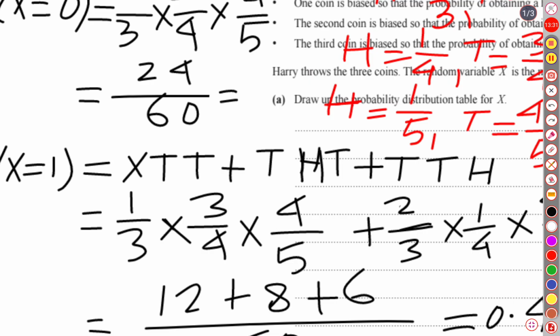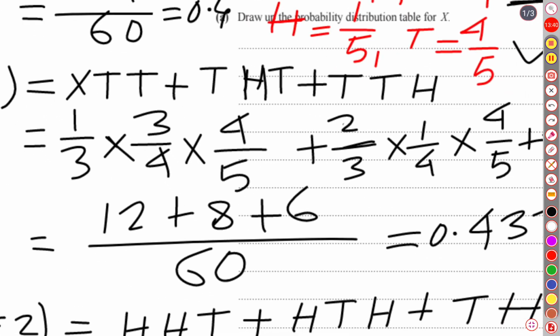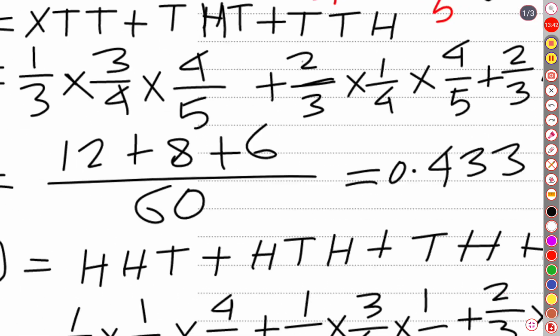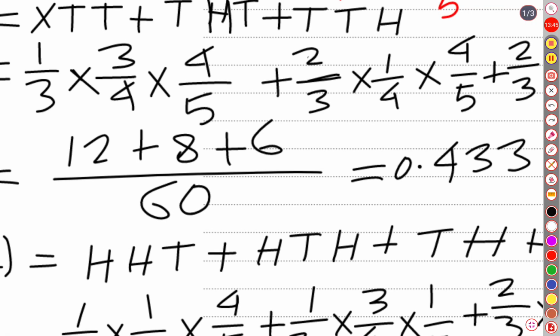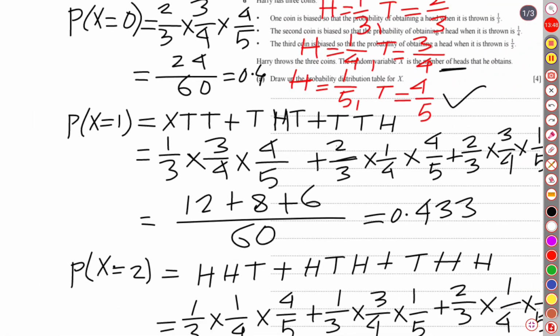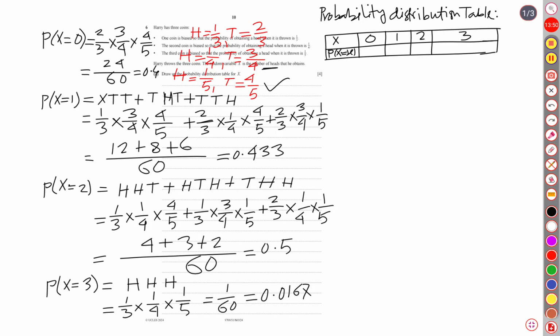This is 0.4. And if we divide this 26 by 60, it is 0.43. Let us just encircle them. This first probability is this, the second probability is this, the third one is this, and the fourth one is this. So let them be written. The first probability is 0.4.